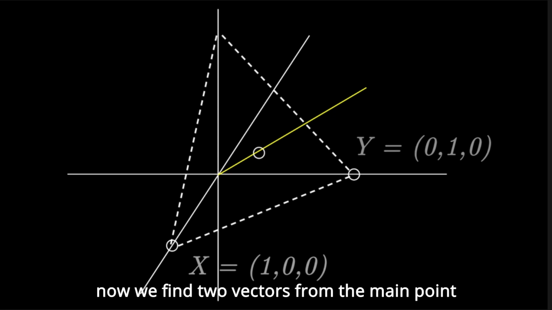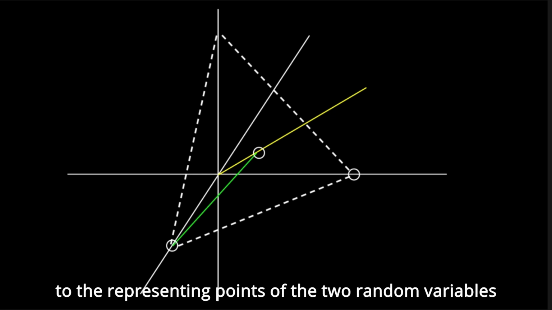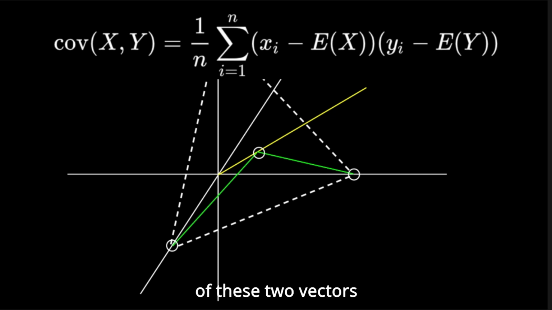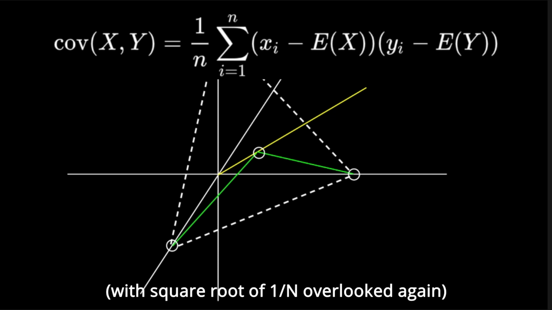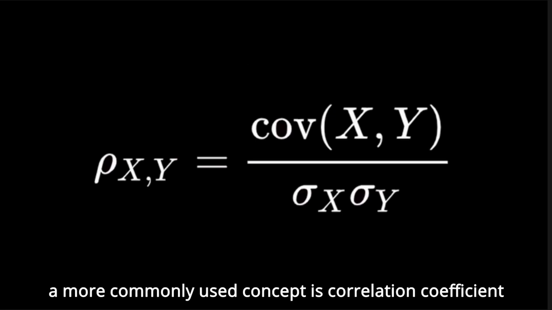Now we find two vectors from the mean point to the representing points of the two random variables. Covariance is defined as the inner product of these two vectors, with the square root of 1 over n overlooked again. Hope you can see that. A more commonly used concept is the correlation coefficient.